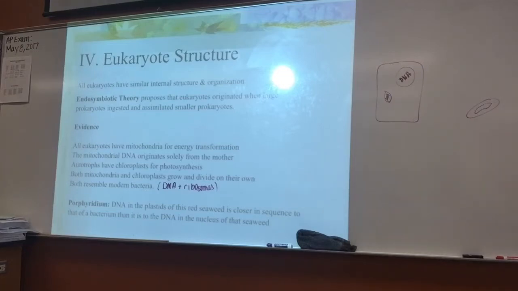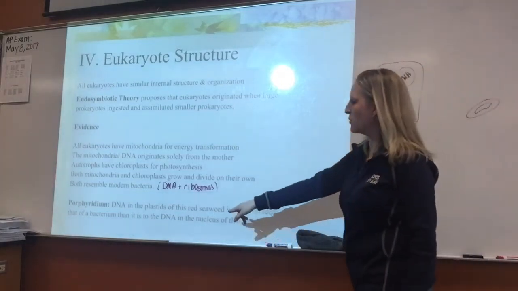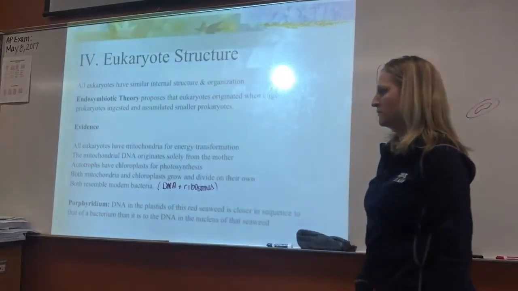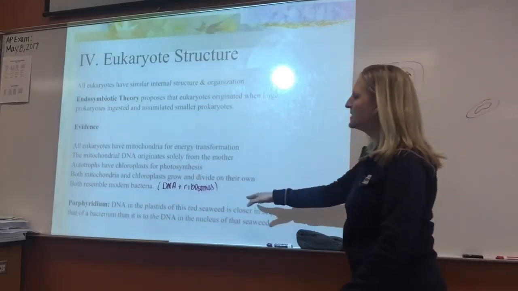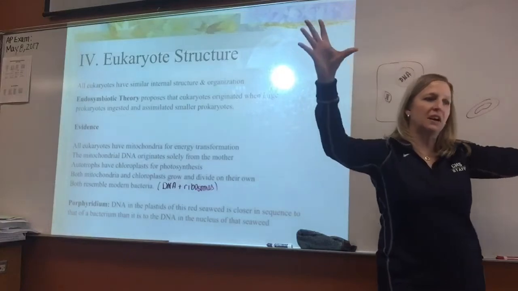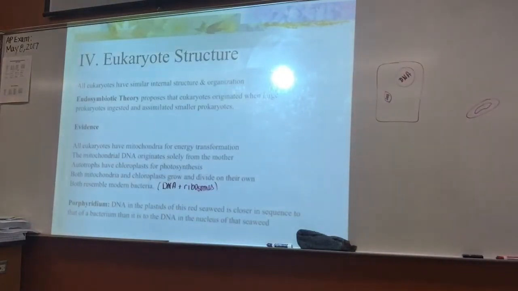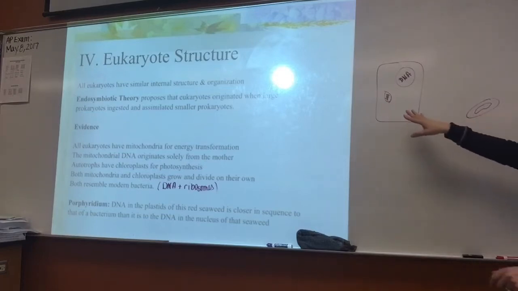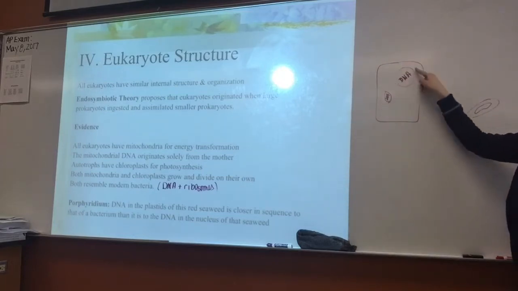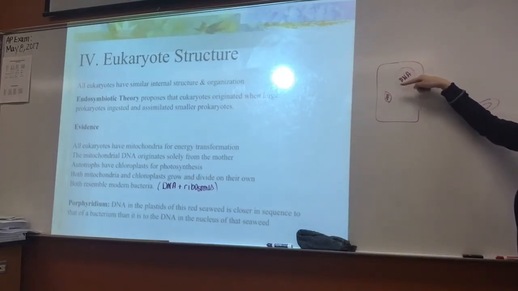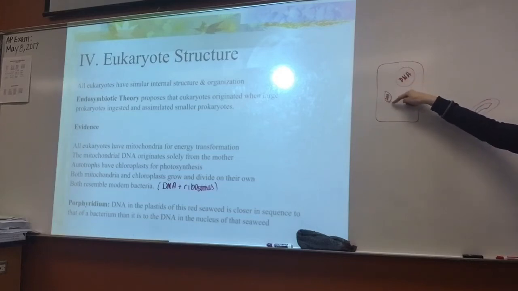All right, so it's interesting. They found some red seaweed, Porphyridium is the name of it, and it says the DNA in the plastids of this red seaweed. Plastids are a group of organelles of which chloroplasts are a part. I left this picture up here from the previous hour: this is the plant cell from the red seaweed, and this is the nucleus, which has its own DNA in it, and this is the chloroplast, which has its own DNA in it.